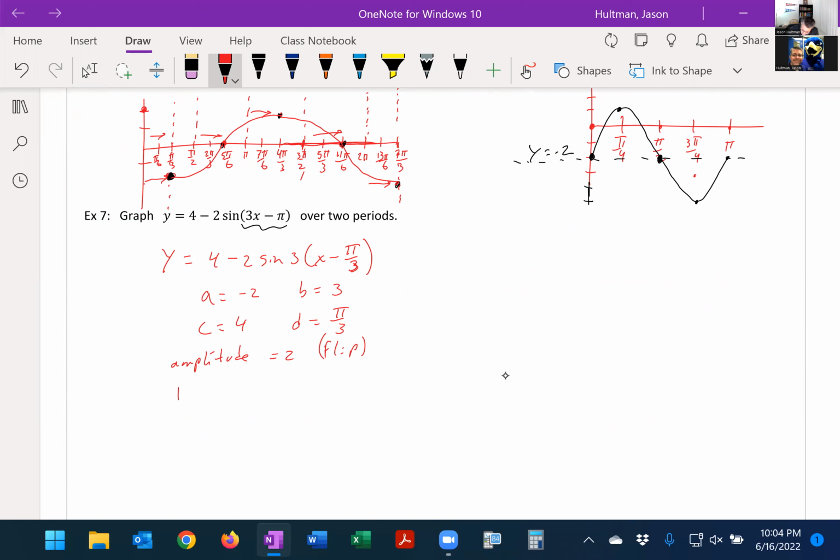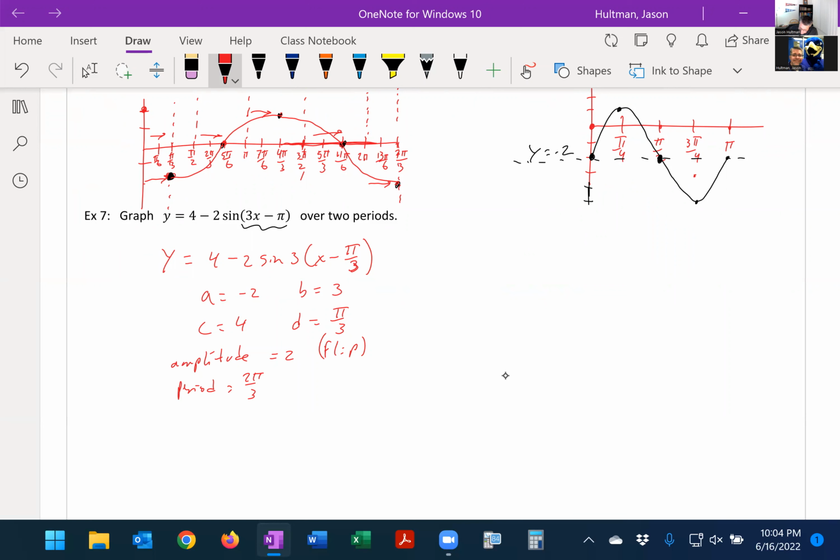B tells me what the period is. The period is 2 pi over 3. So one cycle is going to be 2 pi over 3, and 2 cycles is going to be 4 pi over 3.